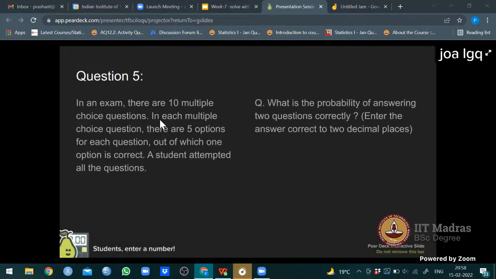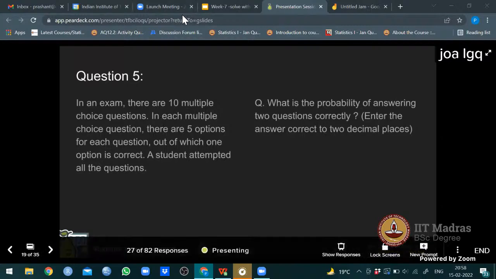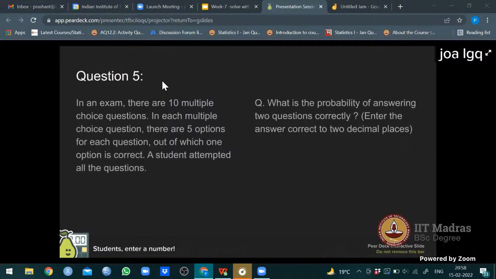So 2 questions correctly means he can answer more than 2 questions as well? No, no, no. 2 questions correctly means exactly 2. If suppose I write at least 2 questions correctly, that means it can be 2, 3, 4 up to 10.